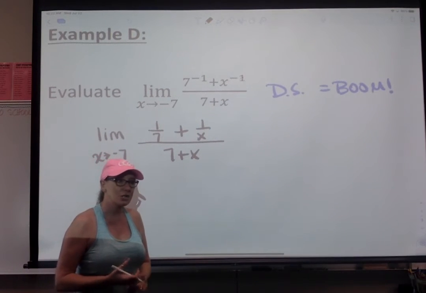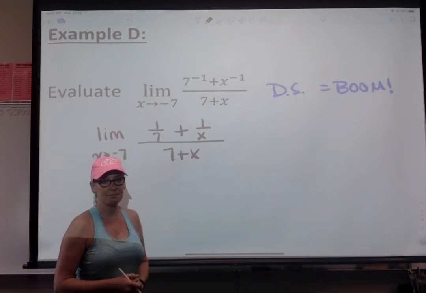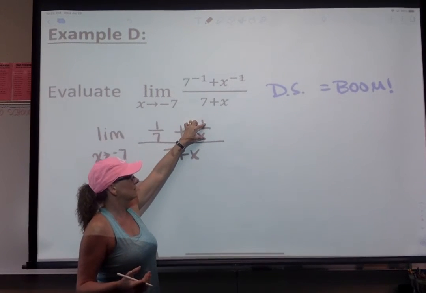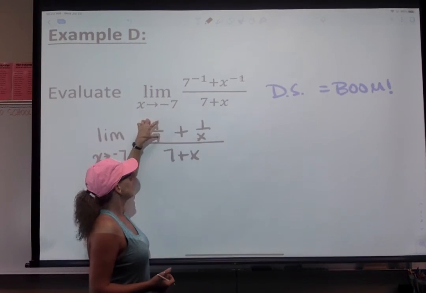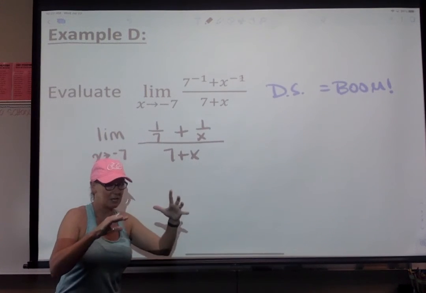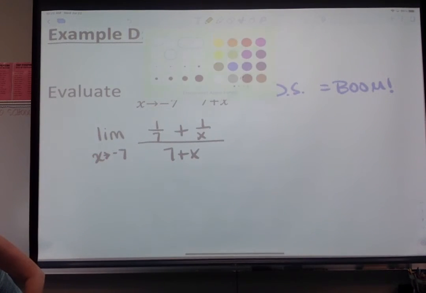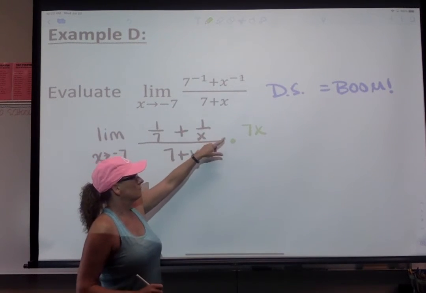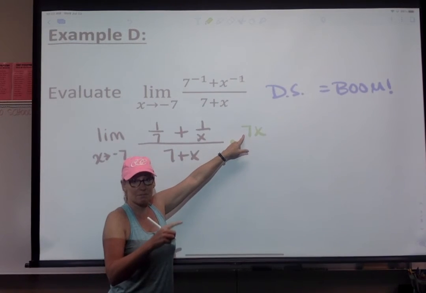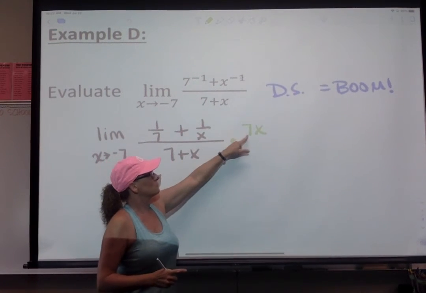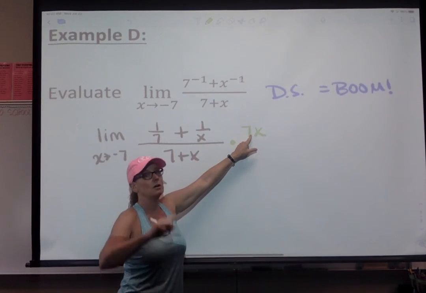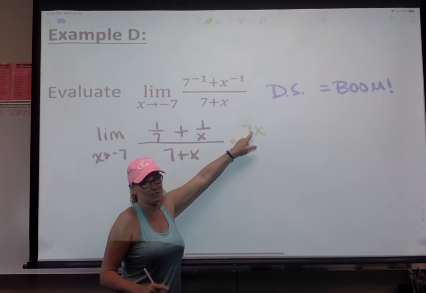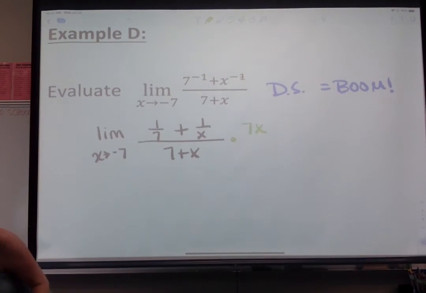How do you get rid of a fraction? You multiply by its denominator. So this one has a denominator of 7. This one has a denominator of x. I would like both of these fractions to disappear. So I am going to multiply my numerator by 7x. If I multiply both of these terms by 7x, I won't have fractions up there anymore. But wait, keep it legal. If I multiply the numerator by 7x, I have to multiply the denominator by 7x.